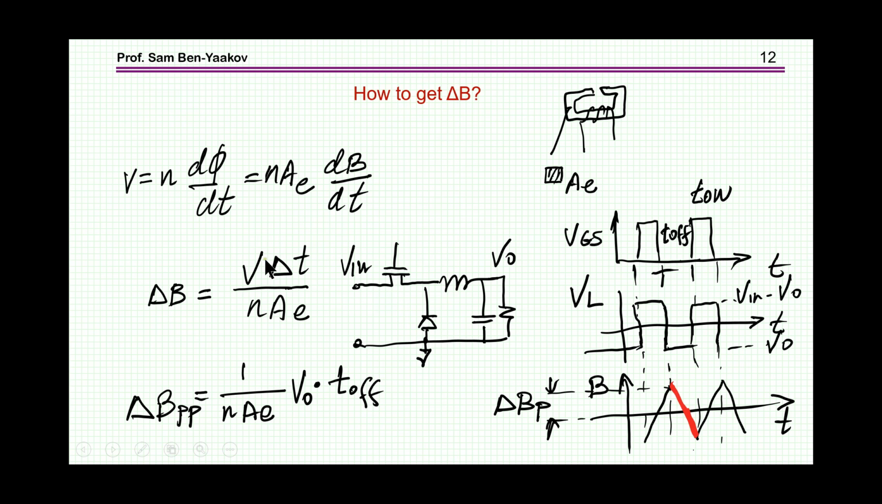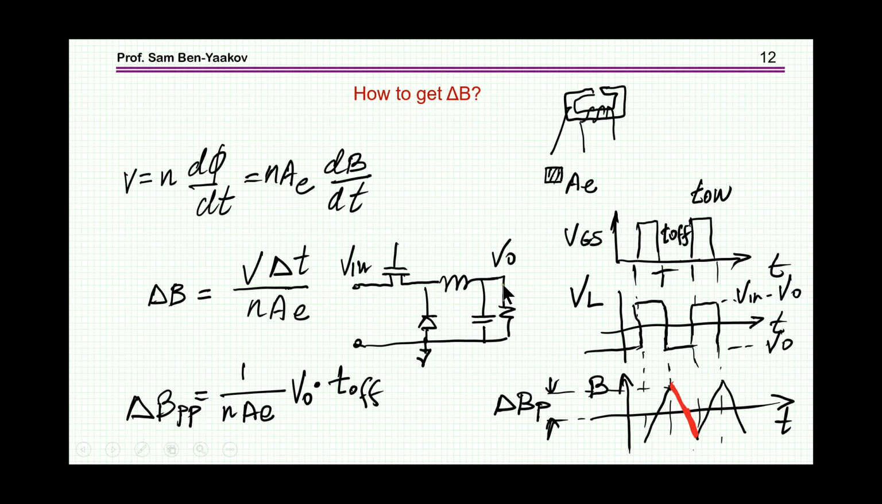So in the case of, say, a PWM converter, we can use this relationship. V is N A_e dB/dt, taking out the area, and we found that delta B, peak to peak in this case, is 1 over N A_e times V T_off. This is V delta T. This is okay. This is during T_off.